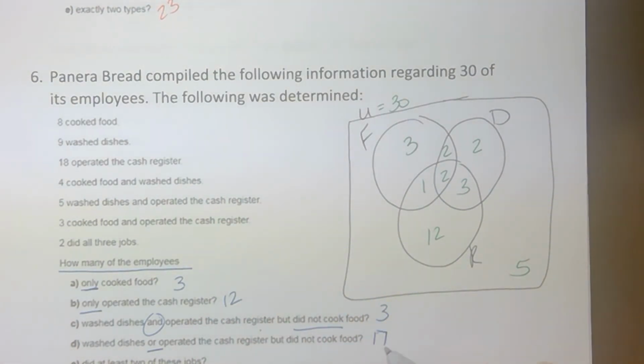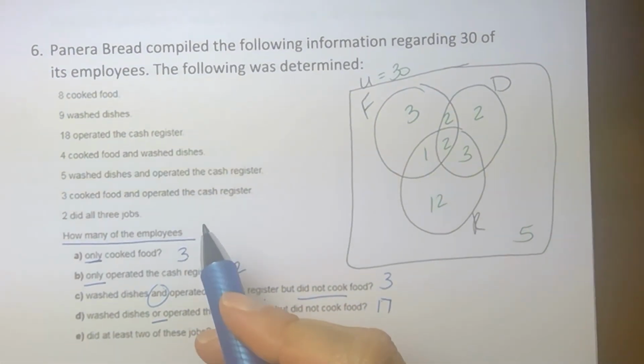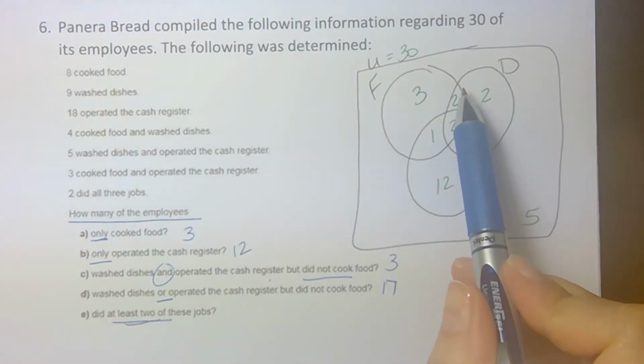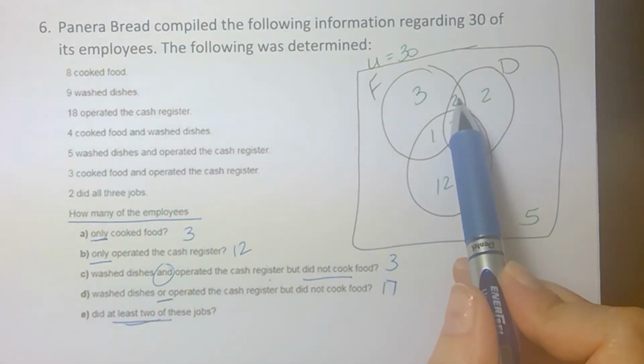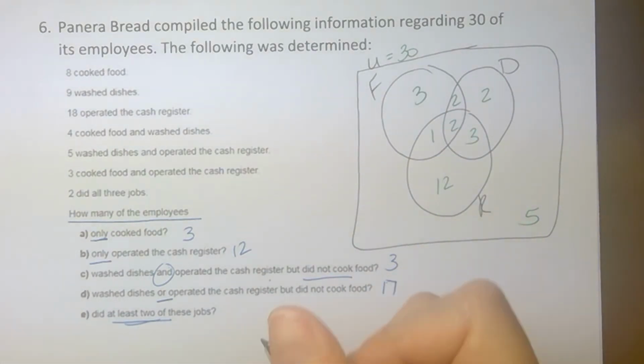And finally, how many did at least 2 of these jobs? At least 2 means 2 or 3. That's all of the intersection regions, the 4 intersection regions. So that's a total of 8 employees.